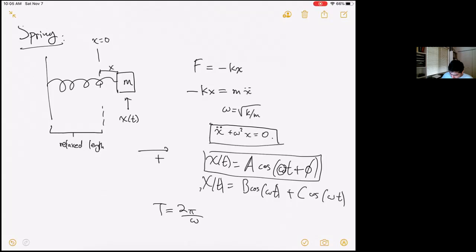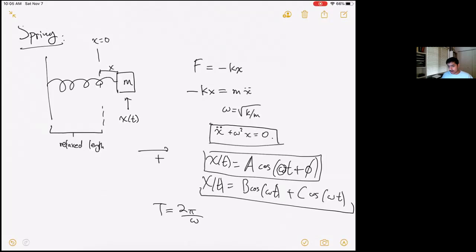This solution over here is sometimes easier to deal with mathematically because there's no phase, and you don't have to use trigonometric sum formulas. But this one is more useful when you're solving problems, to maybe just write it as a linear combination of cosine and sine. But the point is both are 2-parameter families of solutions to this setup.